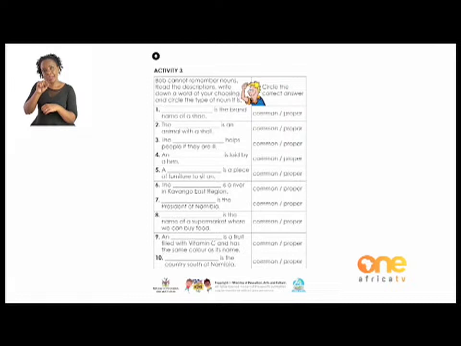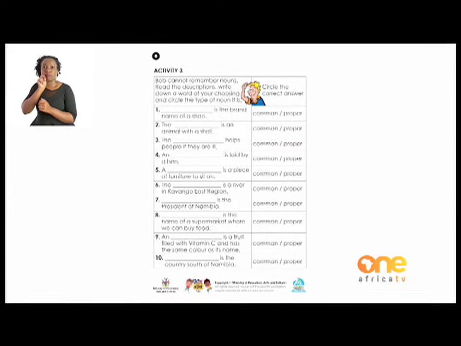Right. Do we know brand names? For example, we have Wayne Brenner. That's a brand name of a shoe. So we would say Wayne Brenner is the brand name of a shoe. And we go to common and proper. That name, is it common or a proper noun? That should be a common noun.